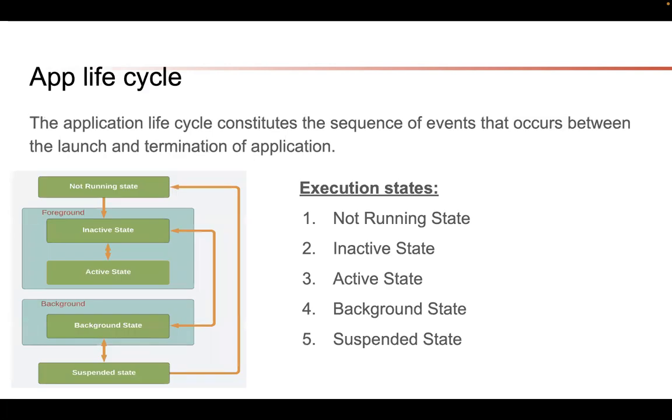Application life cycle, or app life cycle in short, means the sequence of all the events that occur between when you launch the application and the termination of that application. You can launch the application, you can also terminate the application, and the system can also terminate the application based on the memory availability and the load on the processor.